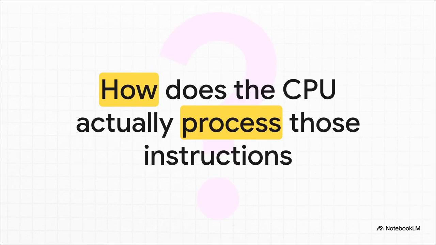So, we follow the whole journey. We know a program is just a list of instructions, and we know there's a whole team of components that work together to run it. But that still leaves one huge, mind-bending question. How does that little piece of silicon, the CPU, actually do it? How does it read those instructions? How does it turn simple electricity into complex logic? Now that is a story for another time.